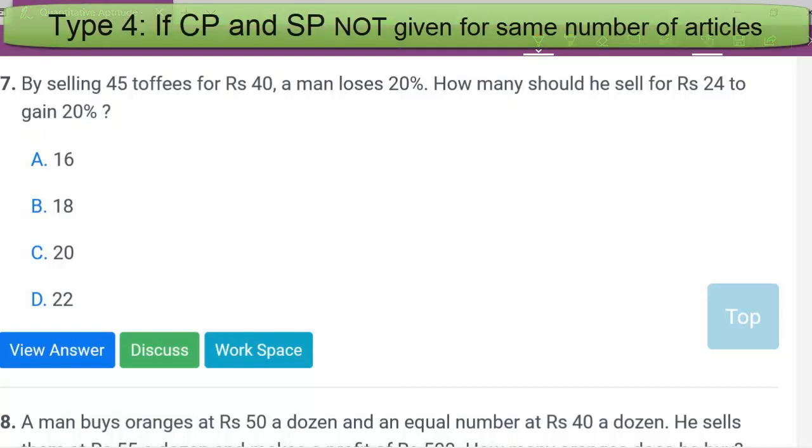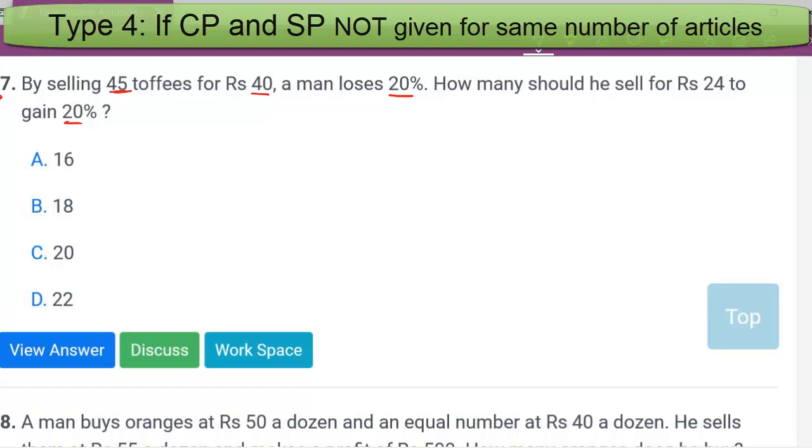So let's take a question of another type. By selling 45 toffees for rupees 40, a man loses 20%. How many should he sell for rupees 24 to gain 20%? These types of questions can be confusing, because the price is not given per article, but for a particular number of articles. For example, in this case it is given as 45 toffees for rupees 40.